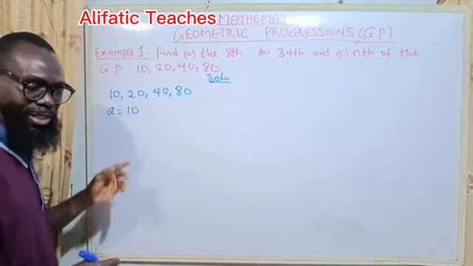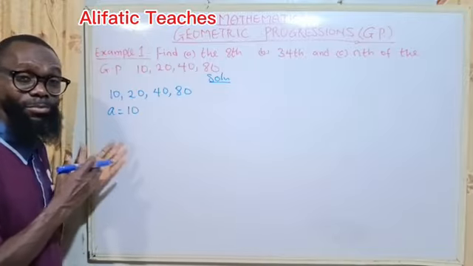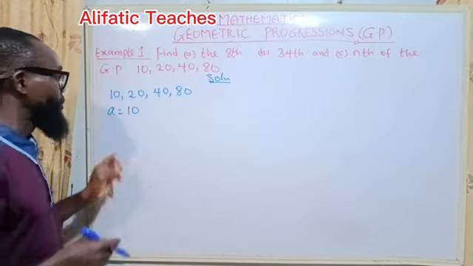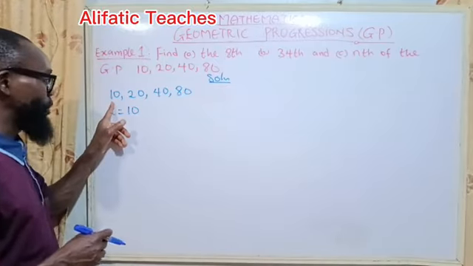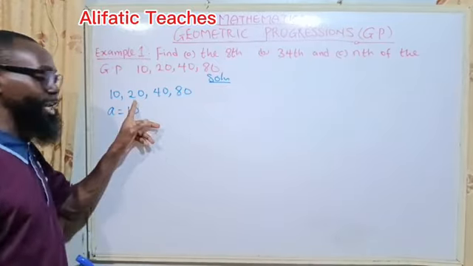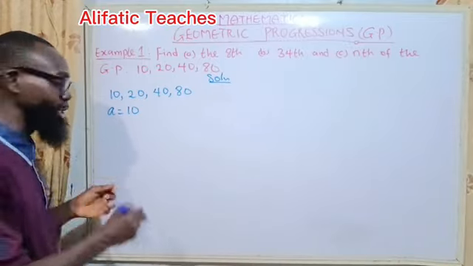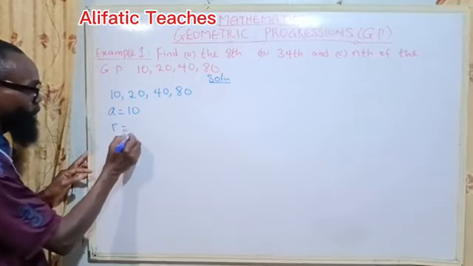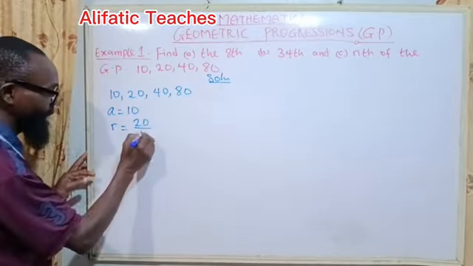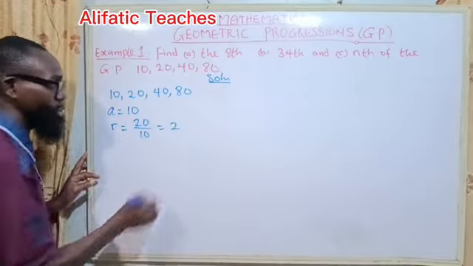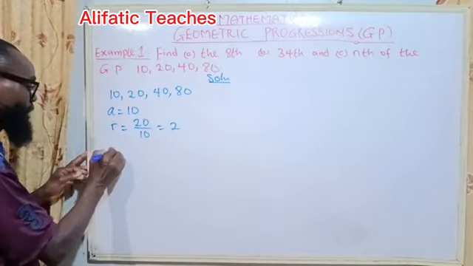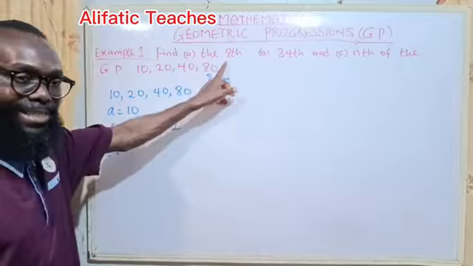Definitely, this one is not an arithmetic progression. But when we say 20 over 10, we are going to have 2. 40 divided by 20, we are going to have 2. This is talking about a common ratio. So common ratio R equals 20 over 10, which equals 2. Now, to solve question A, you want to find the 8th term.